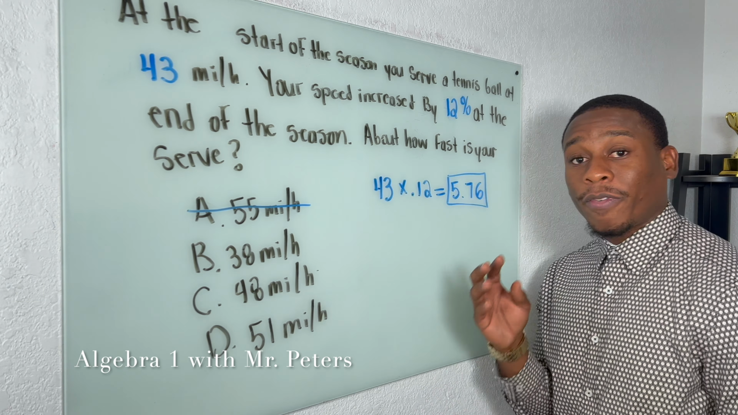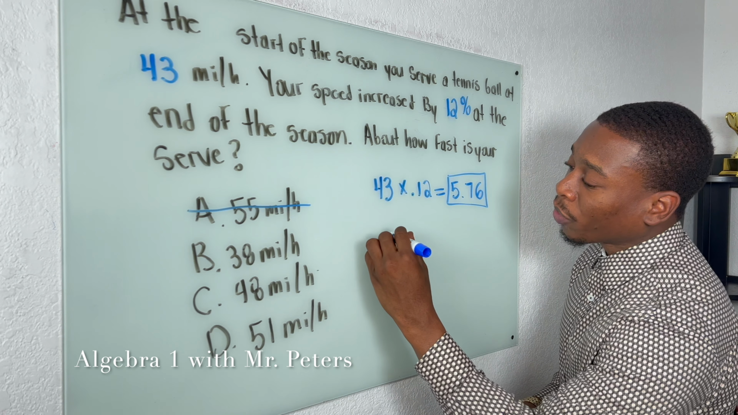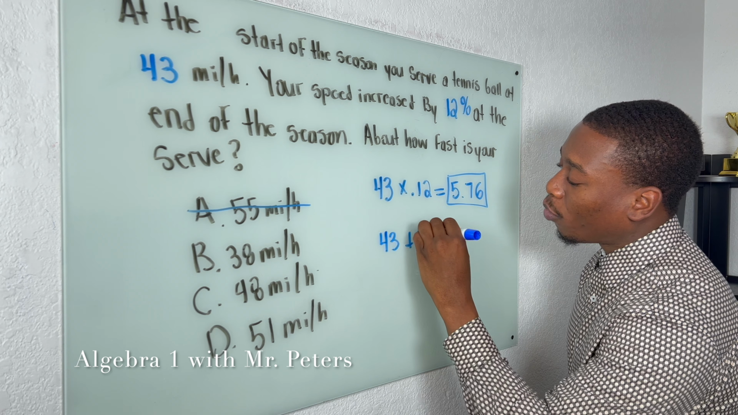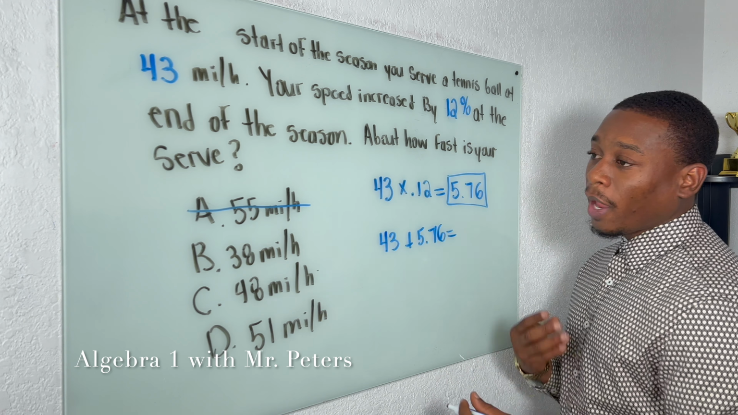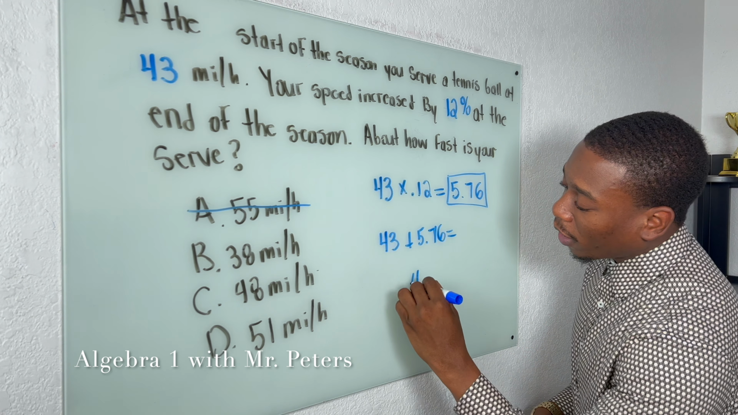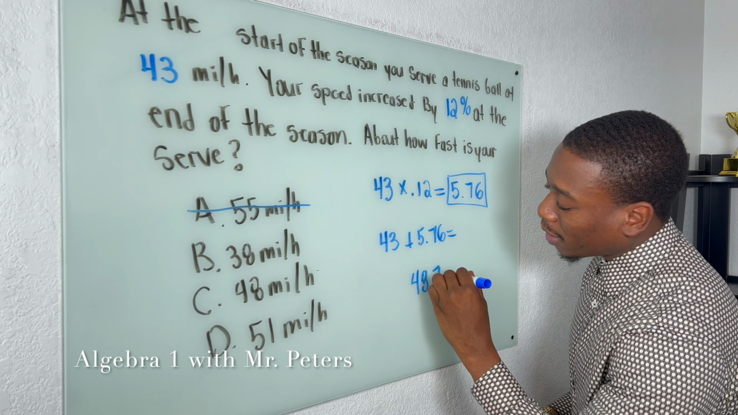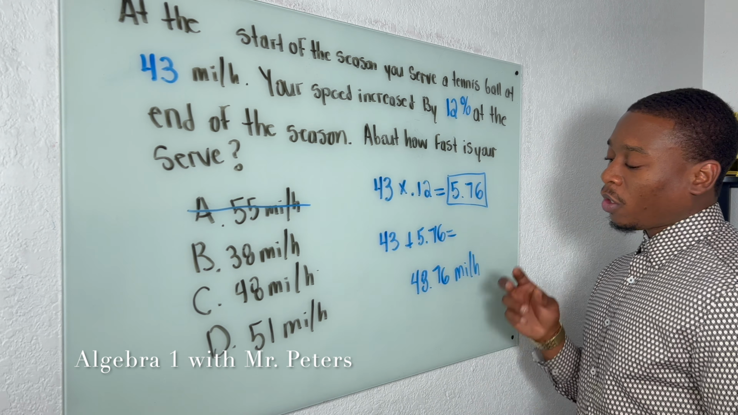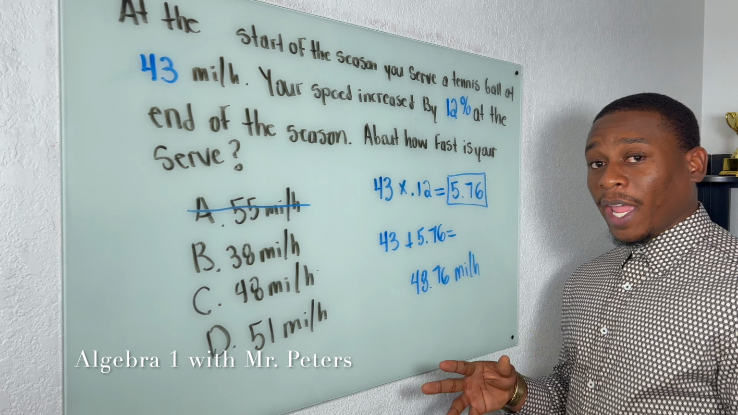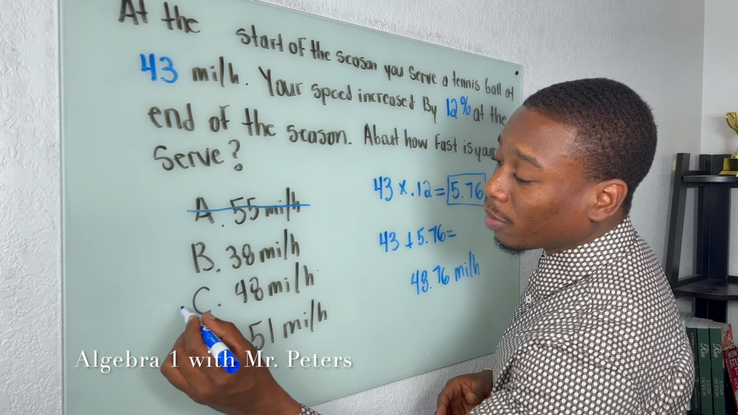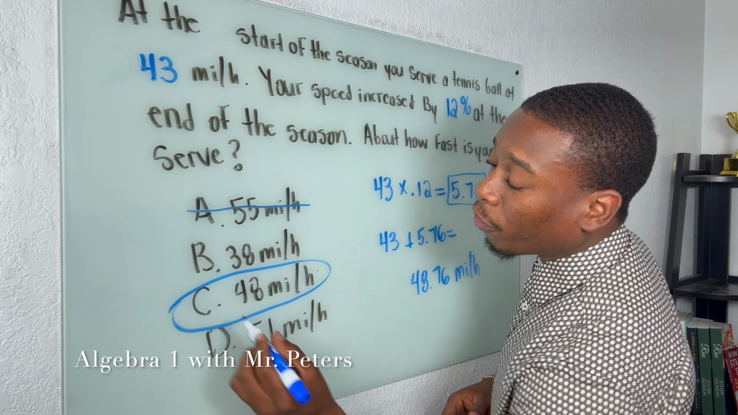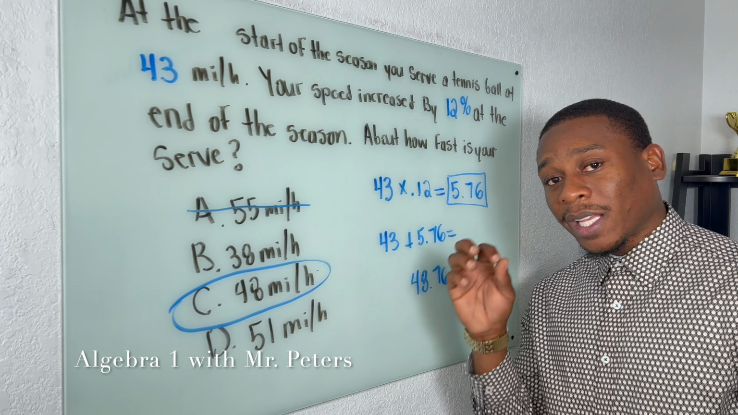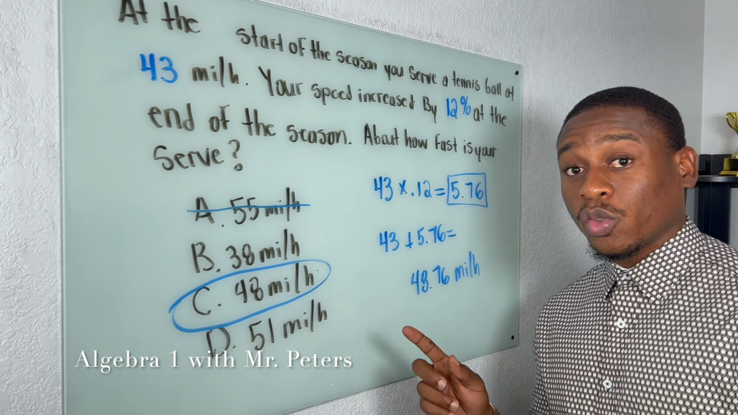So for us to find out our final answer, we're just going to take 43 and add 5.76 to it. And once we do, we're going to get 48.76 miles per hour. So instead of our answer being A, our answer would actually be C. So just don't rush or forget that simple trick that they try to get us with.